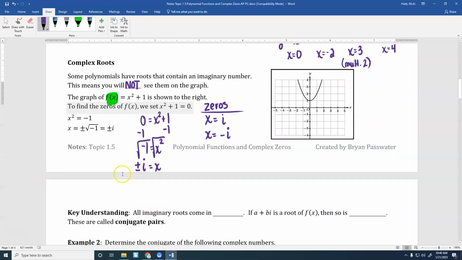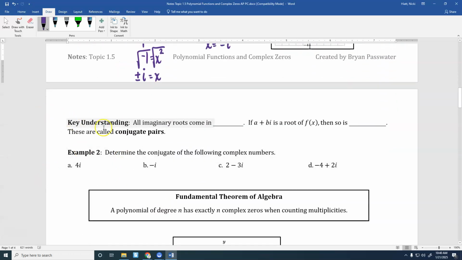So if we go to the next page, this is your key understanding. All imaginary roots come in pairs. So you'll notice how we solved that last one. That last step was to take the square root. And when you take the square root of both sides, you have to put the plus or minus. And so that part of finding your complex zeros produces two different complex zeros. So complex zeros, or imaginary roots, always come in pairs.